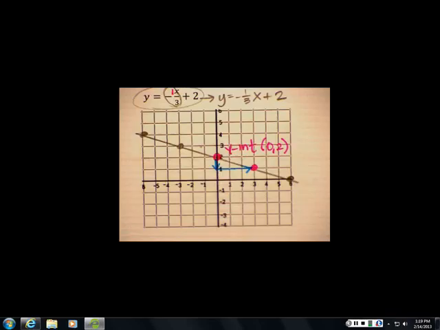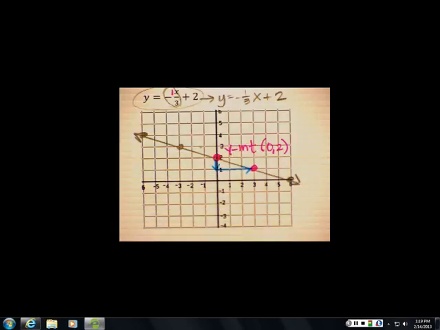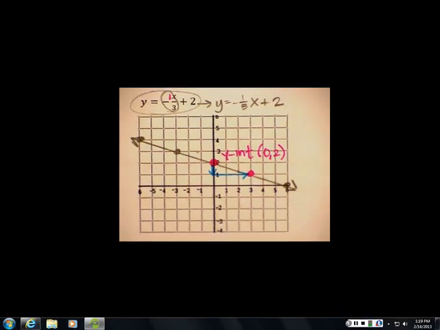And extend it all the way across. Add your arrows, and ba-bam, there's your graph. Not too bad, is it? Let's take a look at the next one.